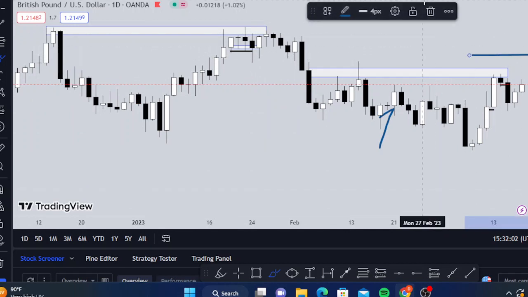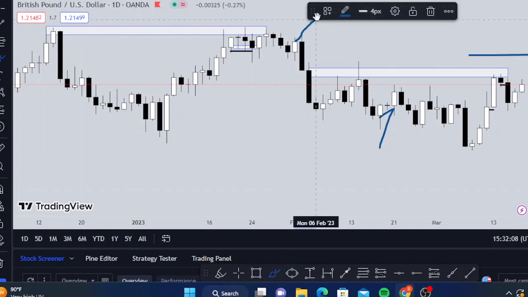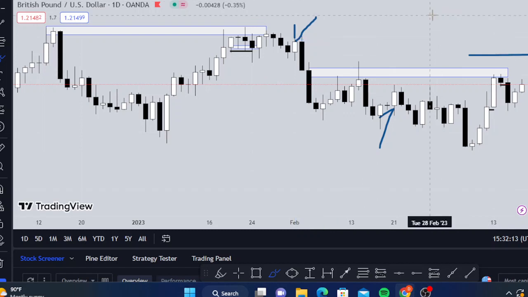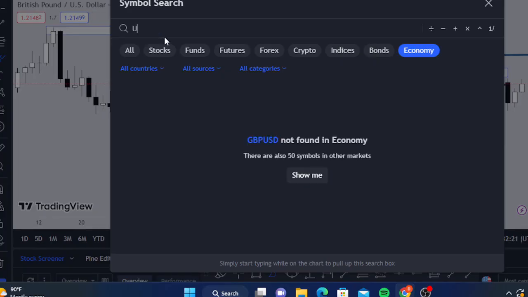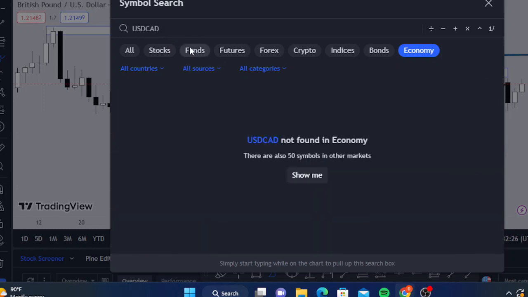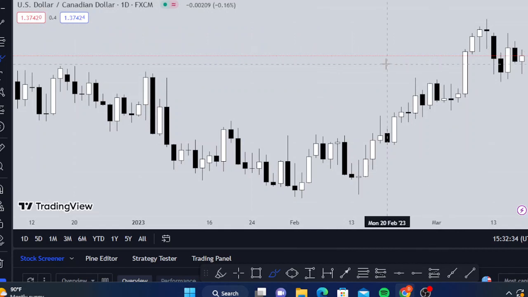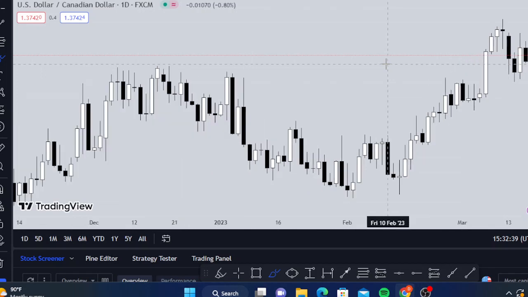Look at this example again. This is another example. Let me go to USD CAD, another pair, an unconventional pair, to show you that you can see this thing on many pairs.